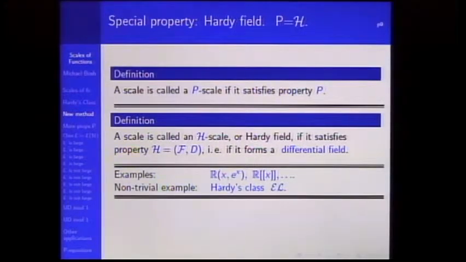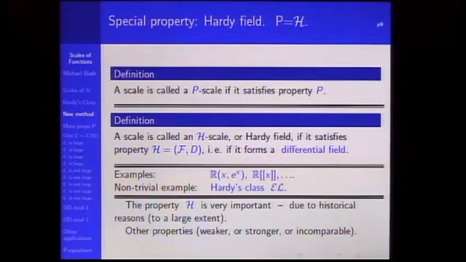Examples of Hardy fields, whatever it is, I will just keep R by X, it means all functions which have finite pole at zero. So the property H, Hardy field, is very important, but mostly due to historical reasons.